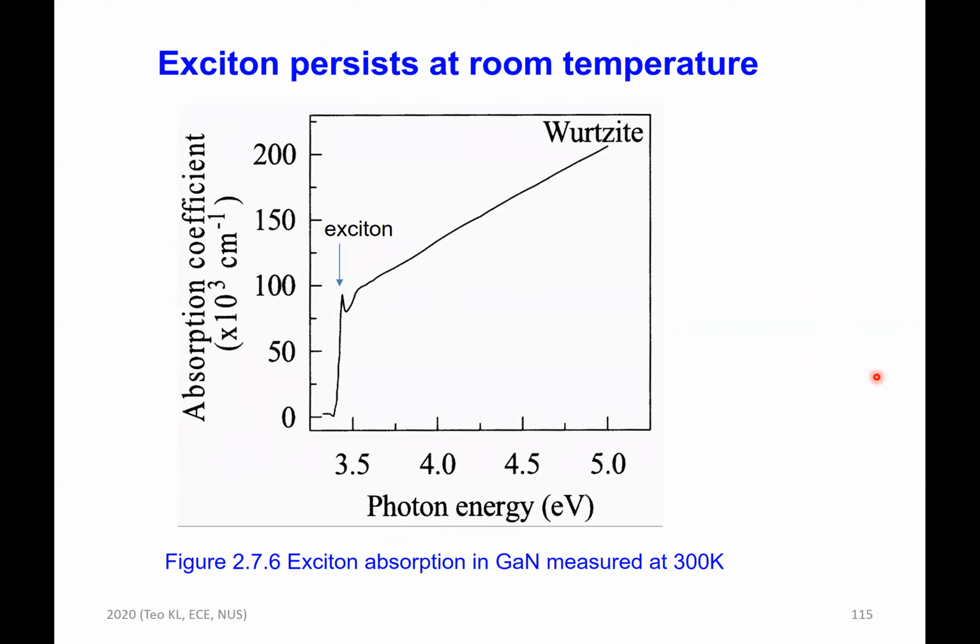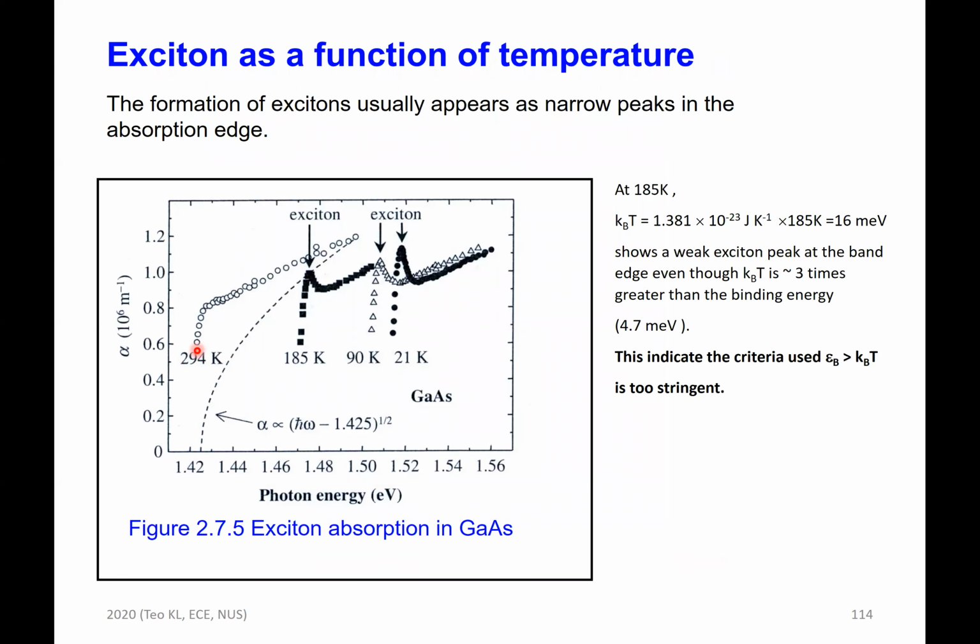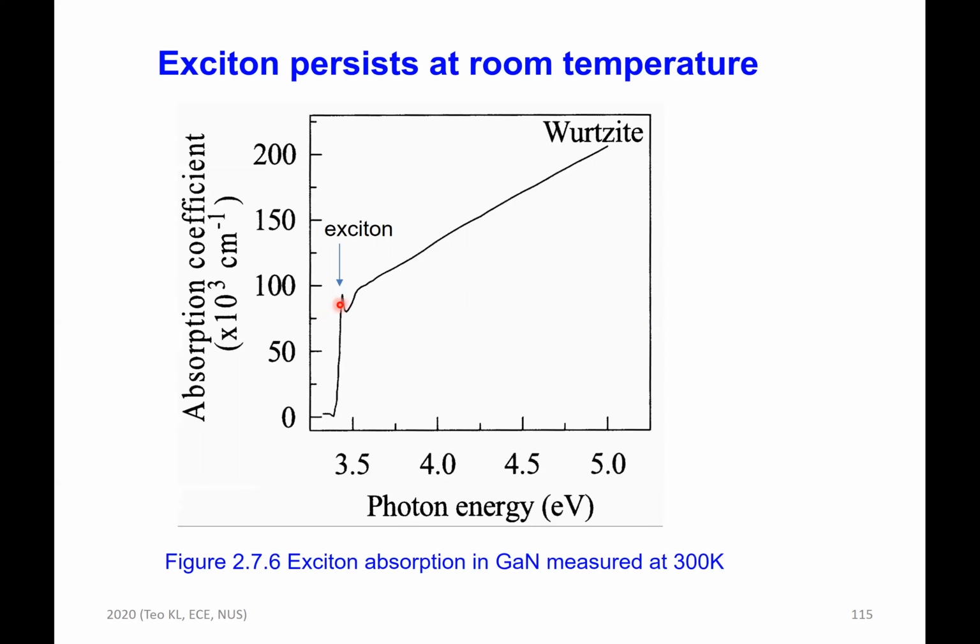Now, excitons persist at room temperature. For example, gallium nitride. At room temperature, you still see a sharp peak down here. That is due to the exciton peak, measured at 300 Kelvin. That means the exciton still persists at room temperature. For gallium arsenide at room temperature, the exciton basically disappeared. It's just a band edge absorption. For gallium nitride, you are still able to see the exciton peak. Now, because the exciton peak is sharp and narrow, it has been used basically in optical communication.